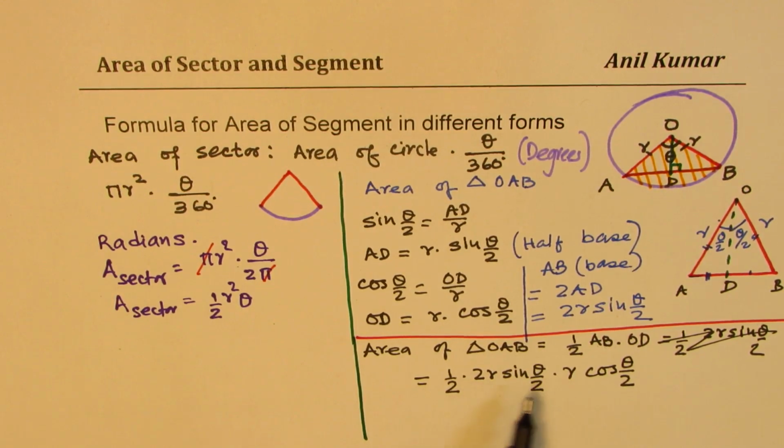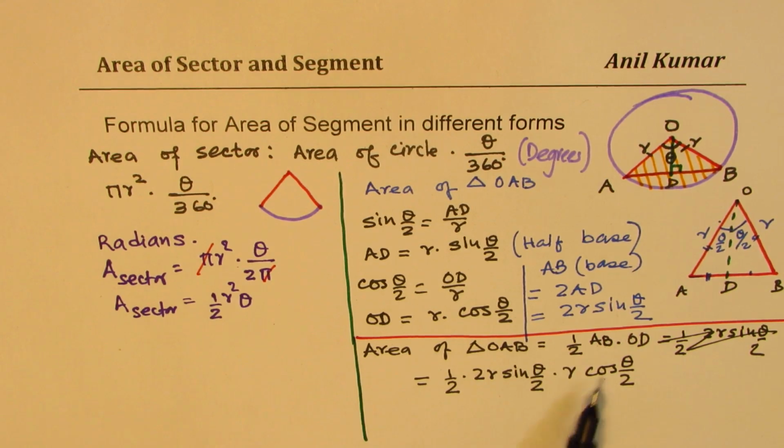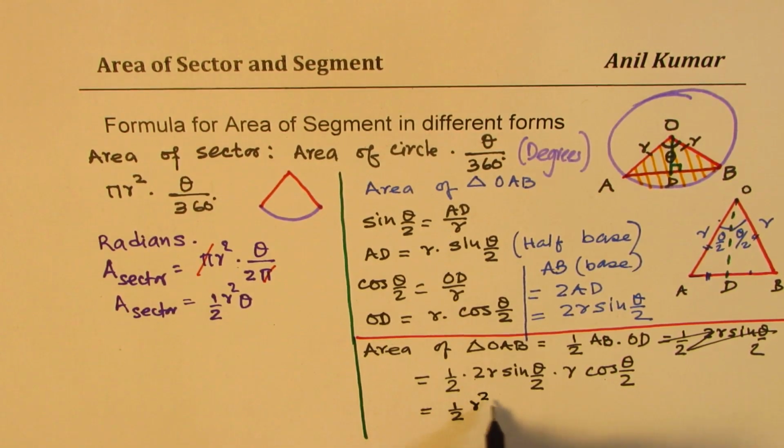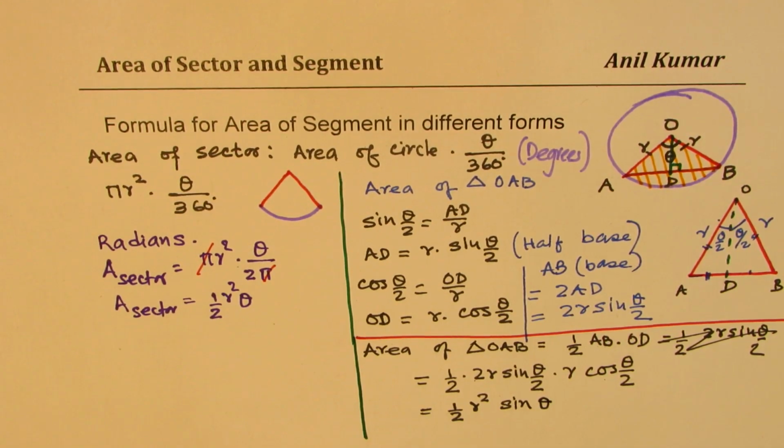So that gives you R squared here, sine theta by 2 cos theta by 2 times 2 is sine theta using the double angle formula, right? So you could write this as half of R squared sine theta, correct?